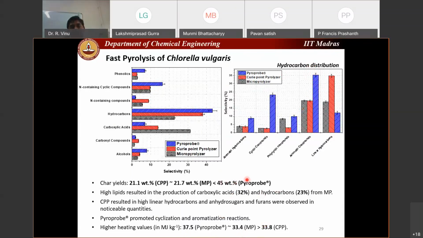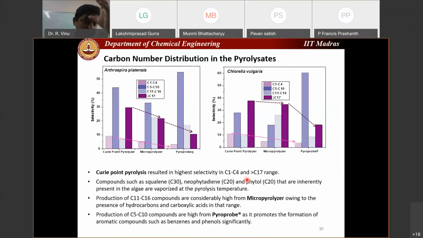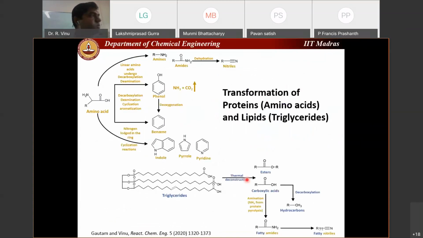So what it essentially concludes is, our objective has been to compare the product distribution from the different pyrolysis reactors, and in turn understand what are the typical reactions that these algae components undergo during pyrolysis. Okay, so let me quickly go to these transformations.